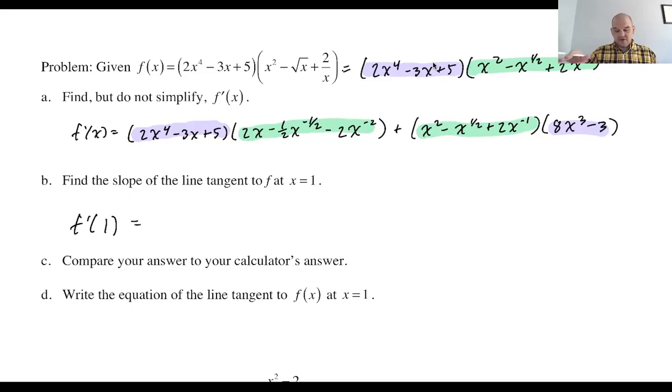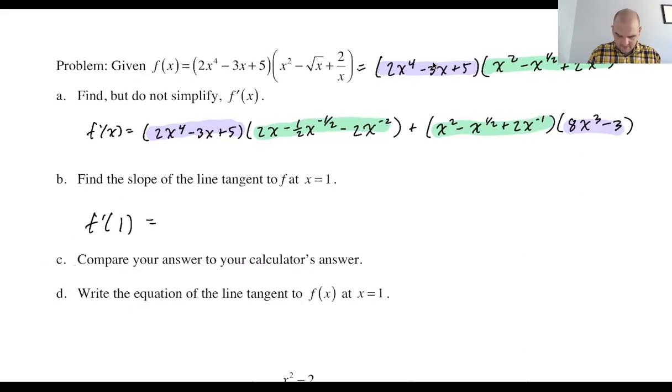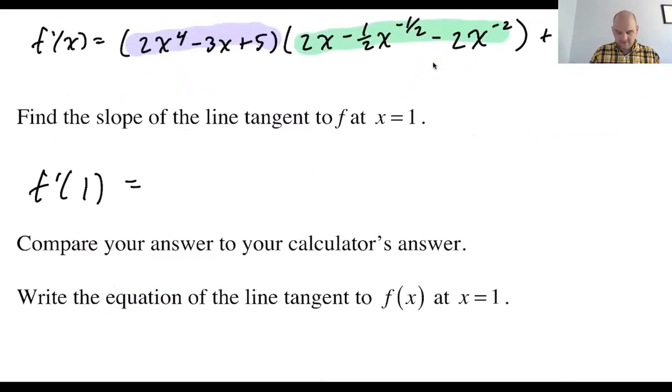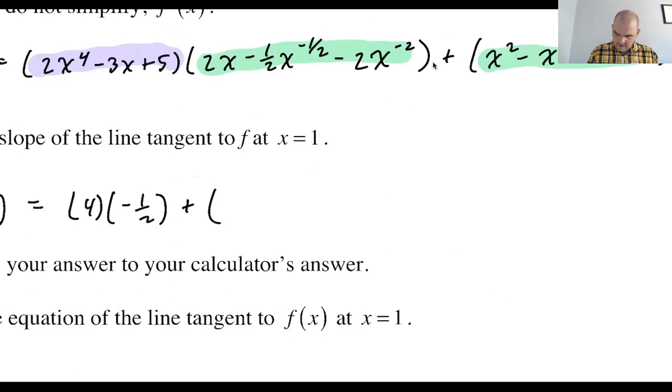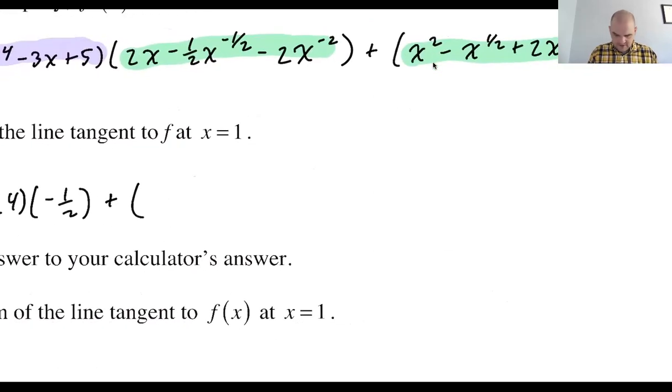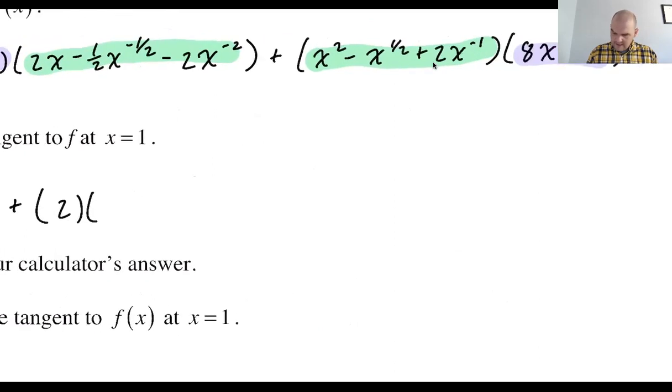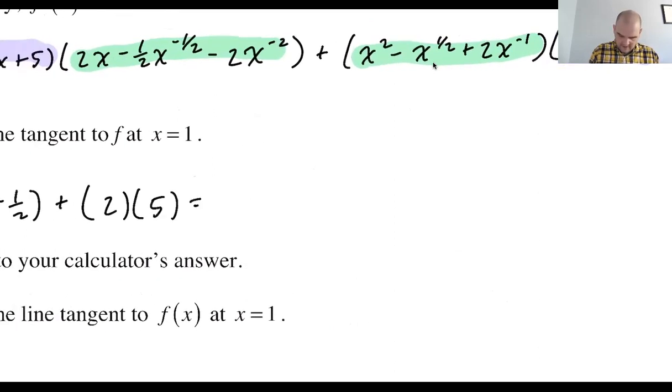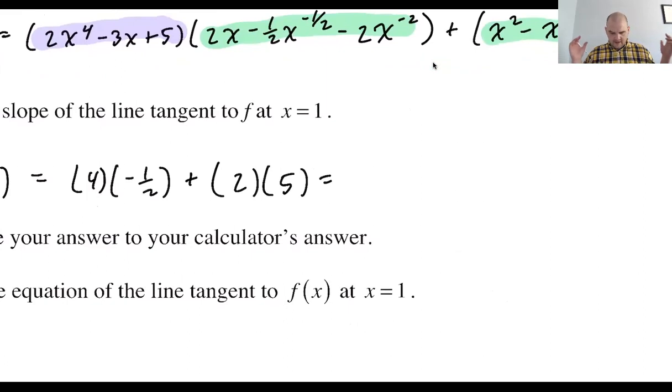You can't sub in 0 here. It's not in the domain of the original, and it's clearly not differentiable there, because if there is no point, you can't have a slope. But anyway, let's sub in here. I'm going to have to scroll back and forth to see what's happening. So 2 minus 3 plus 5, so that's 4. 2 minus 1/2 minus 2, so just minus 1/2, plus 1 minus 1, 0, plus 2, and then 8 minus 3, it's 5. So I think the slope is 8.